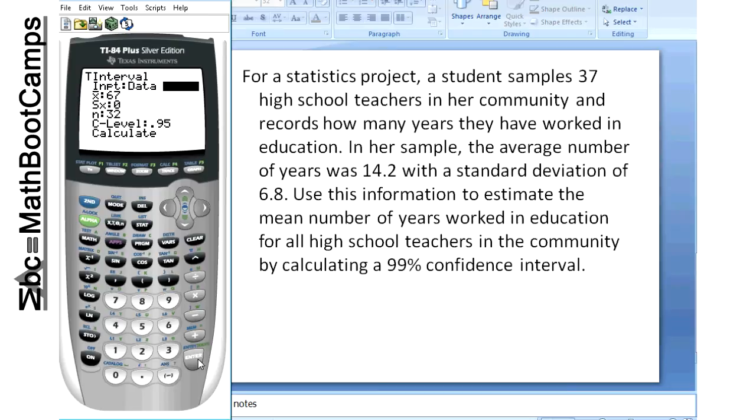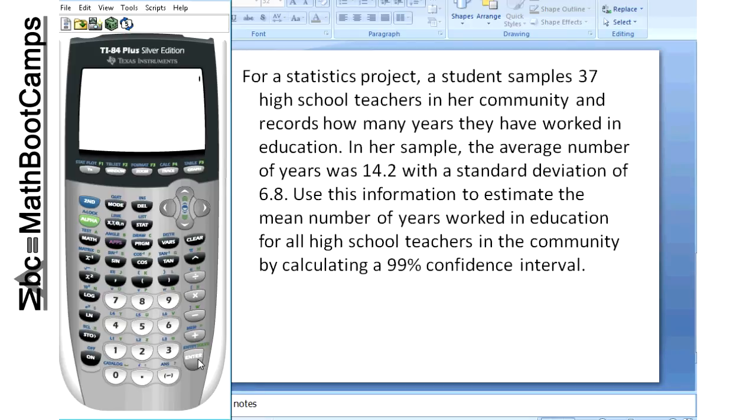There's my t-interval. And just like before, I can highlight either data or stats. And if you have calculated statistics, you got to highlight stats and press enter. And it's already set up. It has some of the information from when we did the z-interval. And so the mean is 14.2, standard deviation 6.8. And then the sample size was 37. Notice here it asks for s, the sample standard deviation, not sigma this time. And then we want a 99% confidence interval, so I'm going to enter 0.99 for confidence level.